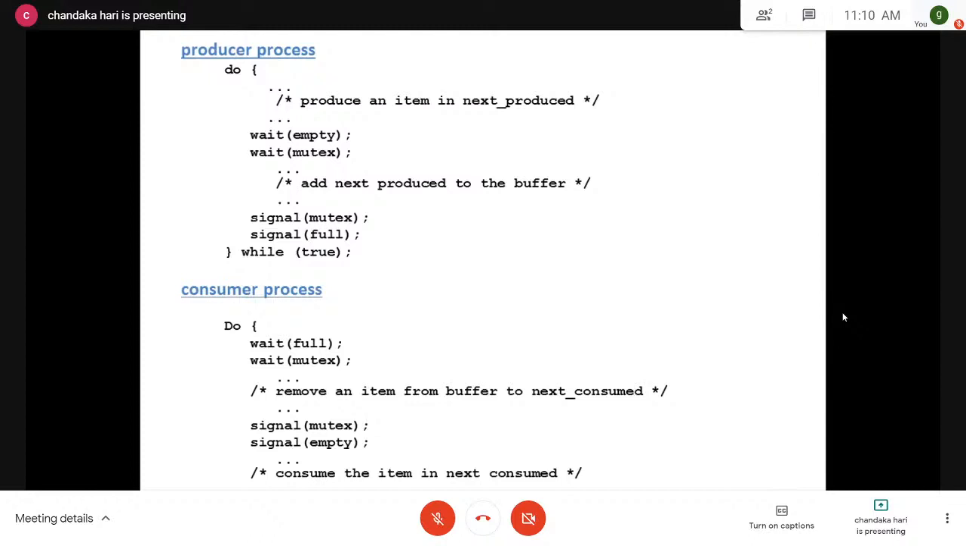Now, there is no process inconsistency. I can solve this bounded buffer problem simply by using three semaphore variables. Number one is mutex for count, and in order to place an item, I use a full variable. In order to retrieve an item, I use an empty variable. These are the three semaphores which can be used for solving the bounded buffer problem.